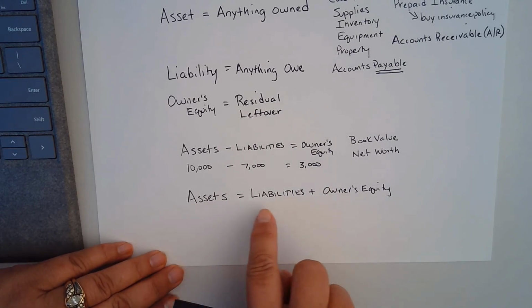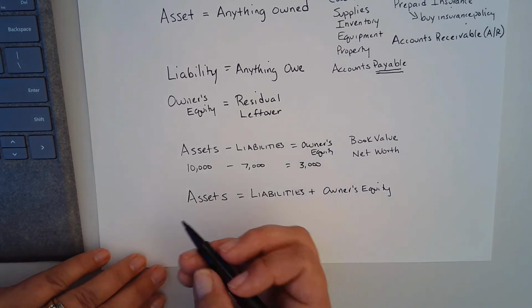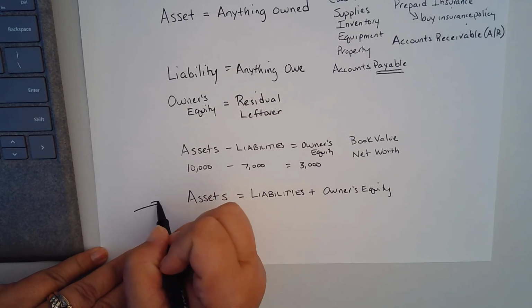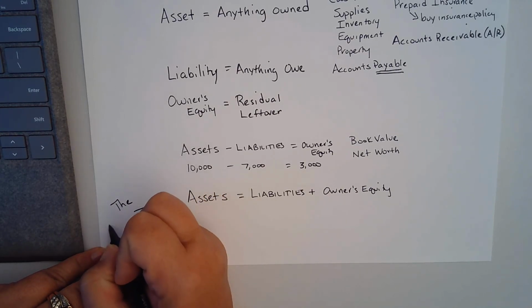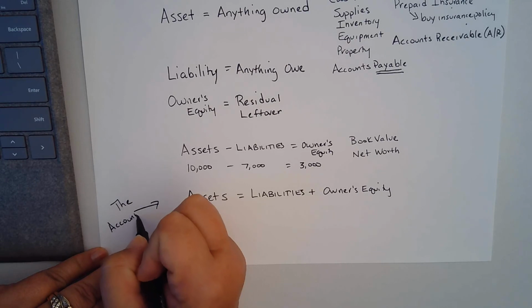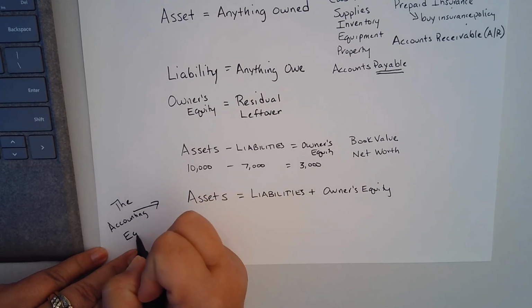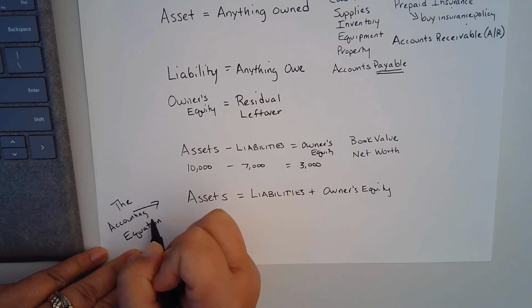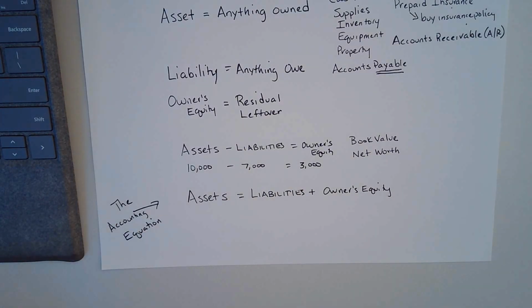So assets equals liabilities plus owner's equity, that is called the accounting equation, and you must know it. It is never going away. So I highly recommend that you commit it to memory, and we will do some activities to try to help you learn it. But the accounting equation is assets equals liabilities plus owner's equity.